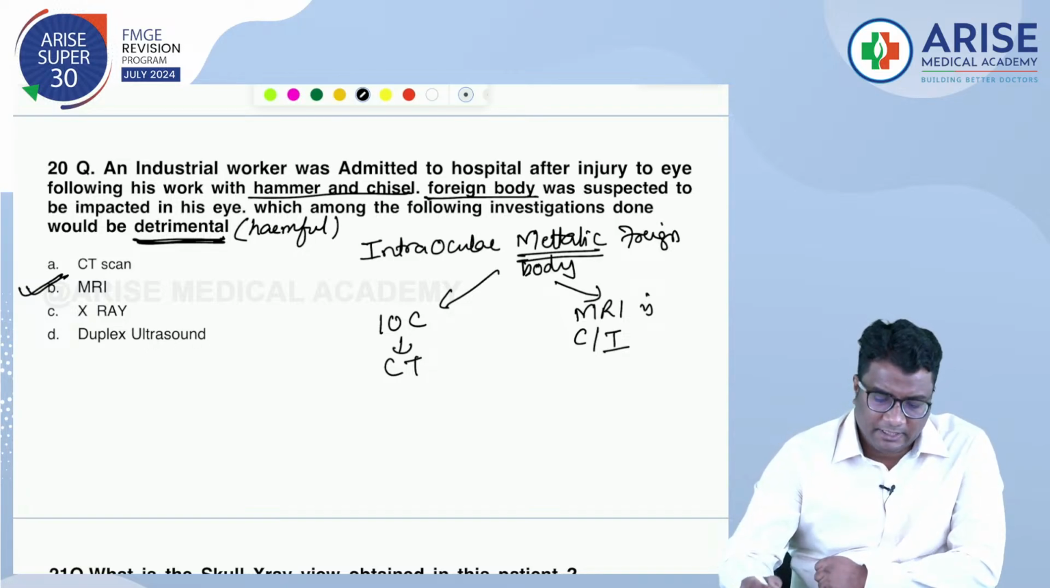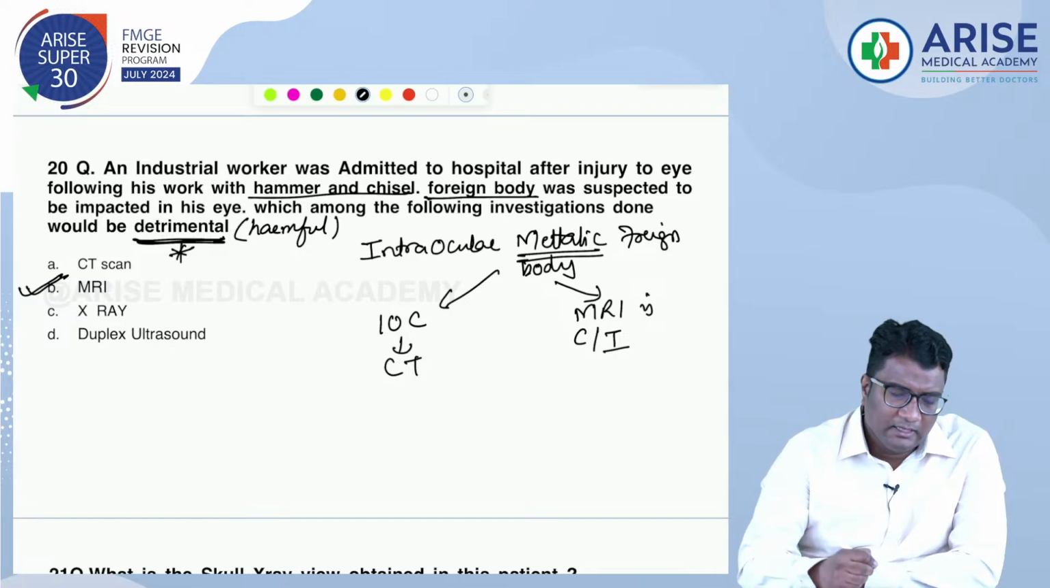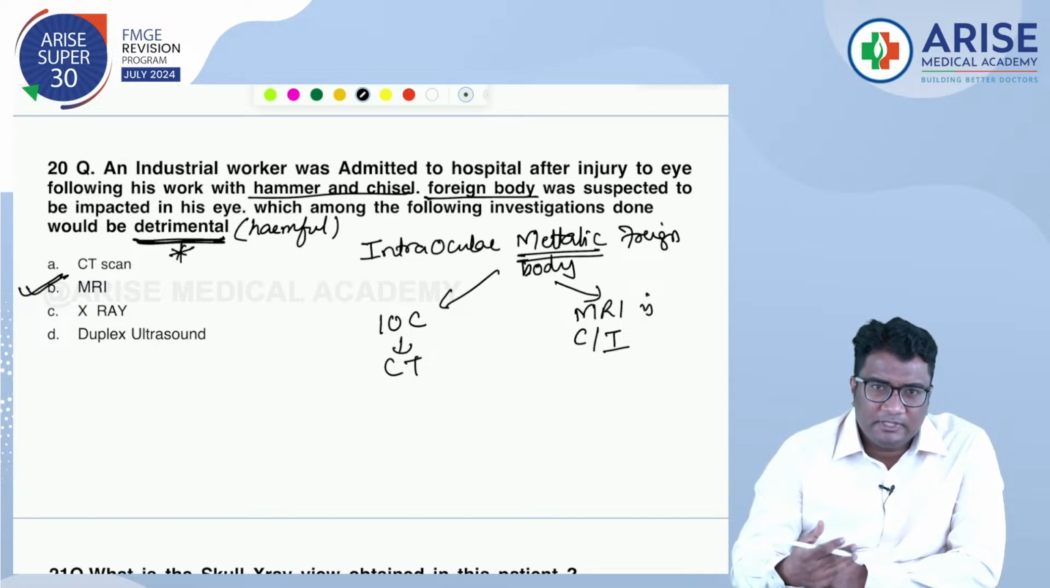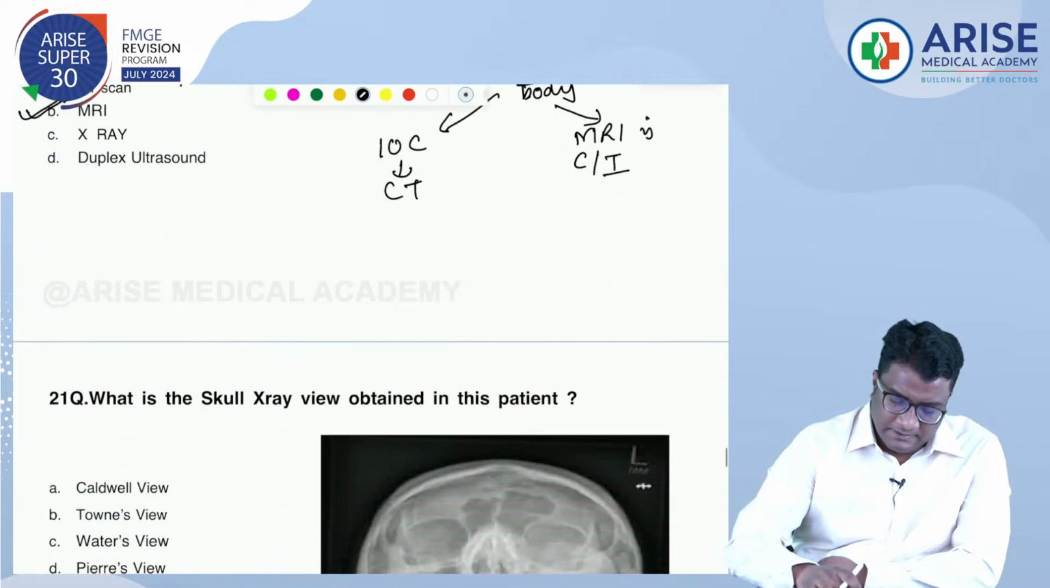If they ask you which is detrimental, the English meaning of detrimental is harmful or contraindicated. MRI is an absolute contraindication for intraocular metallic foreign body. Next.